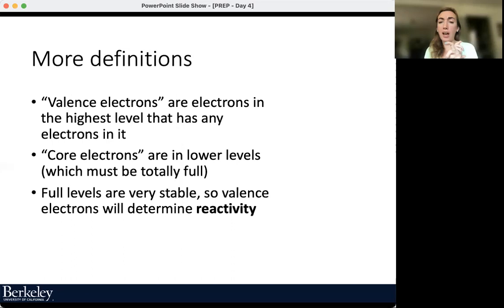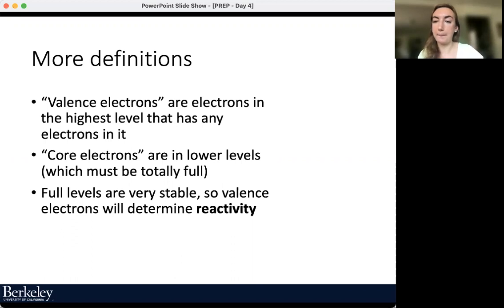So any of those core electrons are really stable, and it's the valence electrons that are in our outermost shell that we're currently working on filling. Those are the ones that are going to determine interactions.